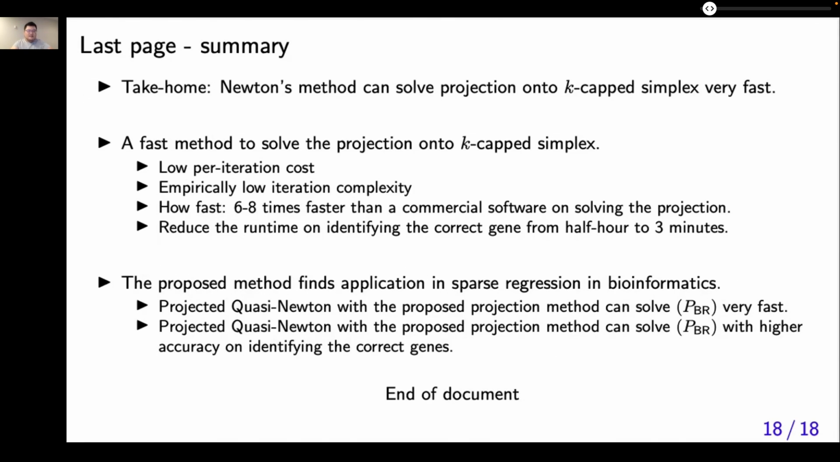And lastly, a summary. The take-home message is very simple. Newton's method can solve projection onto the Capped Simplex very fast. And we introduce this method because it is fast due to the fact that it has low per iteration cost and empirically low iteration complexity. So that's why it's very useful. And we found that in terms of bioinformatics applications, the proposed method can improve the Projected Quasi-Newton method to solve the bioinformatics problem very well.